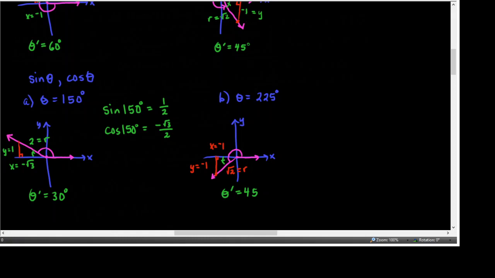Okay, so the sine of 225 degrees, y over r, is negative 1 over square root of 2, which rationalizes to be negative square root of 2 over 2. And the cosine of 225 degrees is x over r, so negative 1 over square root of 2 again, and so that's also negative square root of 2 over 2. All right. So that's looking pretty good.